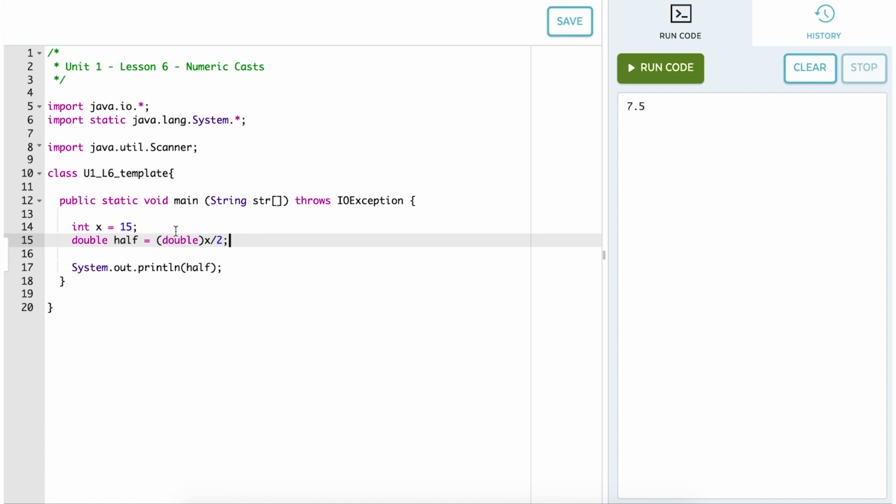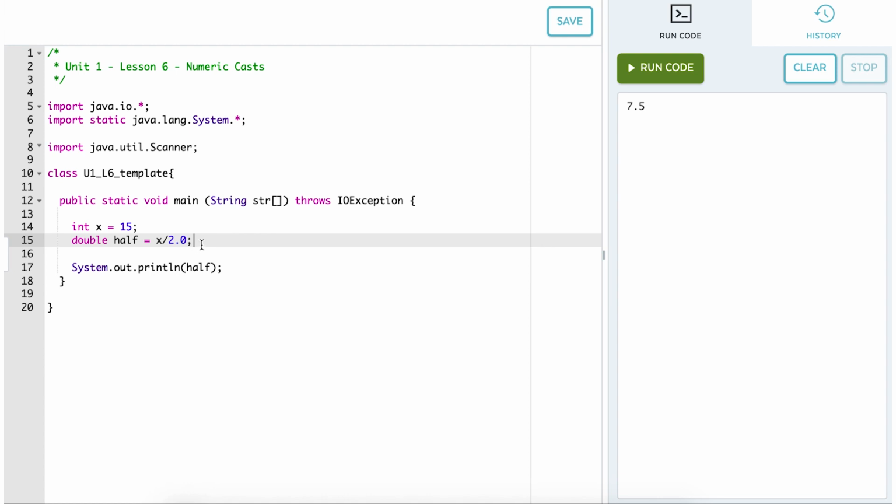Now, here's another interesting thing that you could have tried. What if instead of dividing by 2, we divided by 2.0? This also works. So this is one of those examples where, if you're doing a mathematical operation that combines doubles and ints, there's going to be an implicit conversion where your ints start acting like doubles.